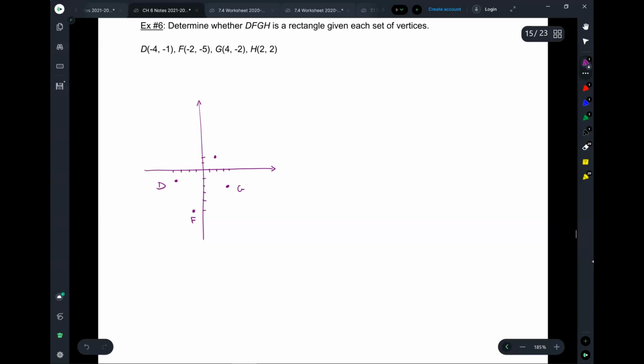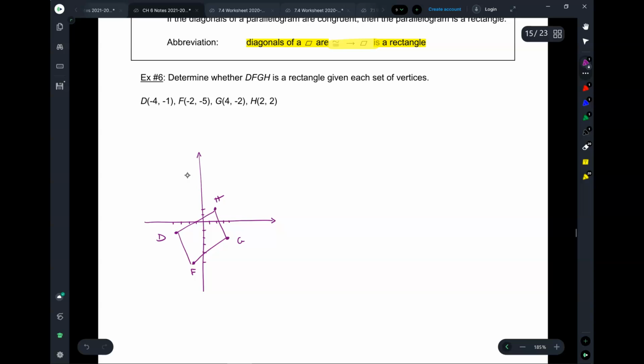Okay, so Elijah, that's how it looks. And the question is, what is the question here? The question is, determine whether DFGH is a rectangle given each set of vertices.